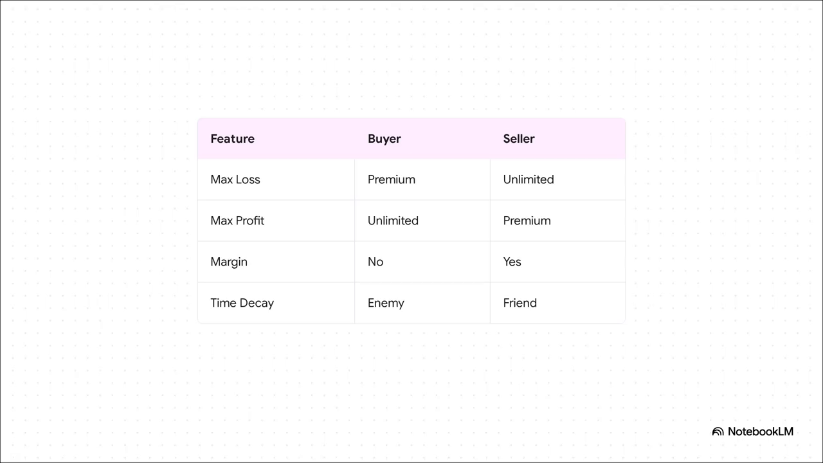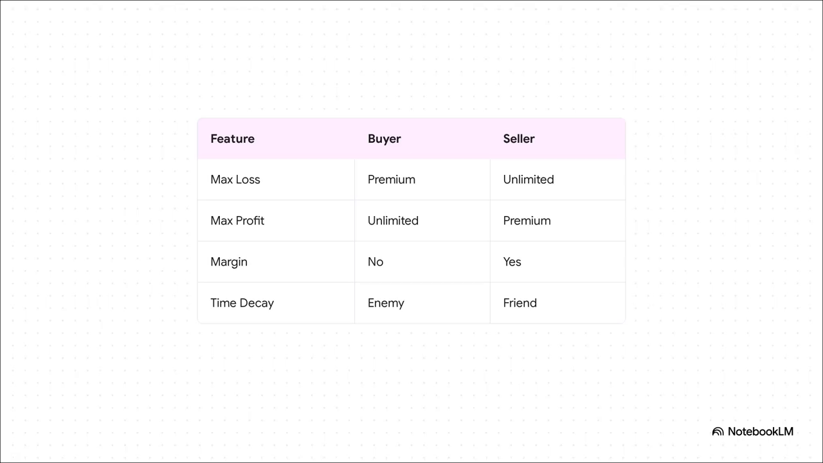Now look at the seller, also called the writer. They receive that small premium up front, but they take on an obligation. For this, their max profit is strictly capped at whatever premium they collected, but their max loss is literally unlimited. Because of this massive risk, exchanges make sellers hold a large margin in their account.